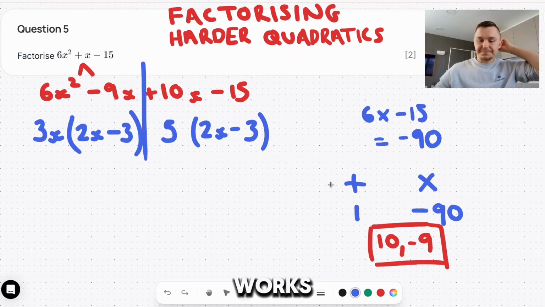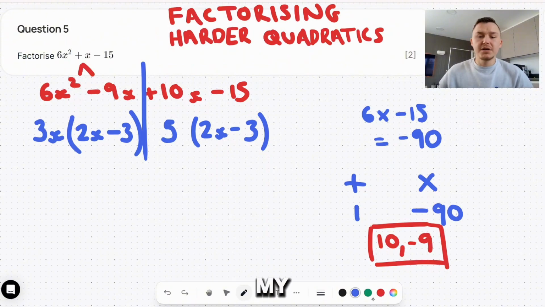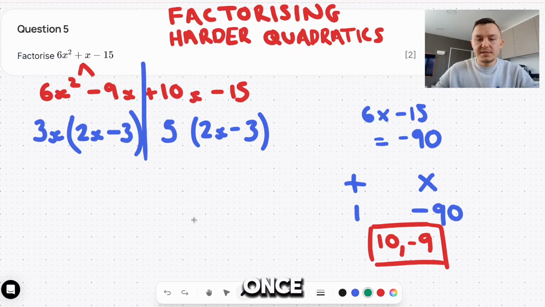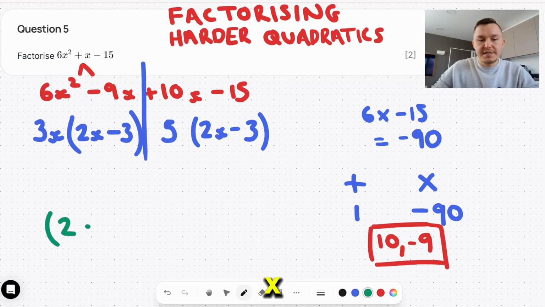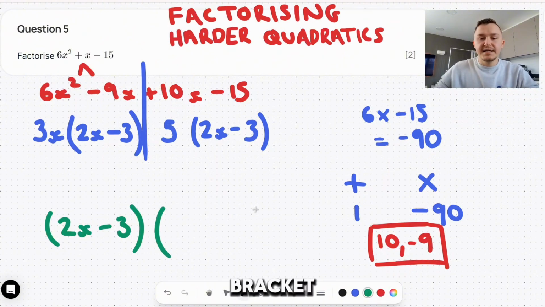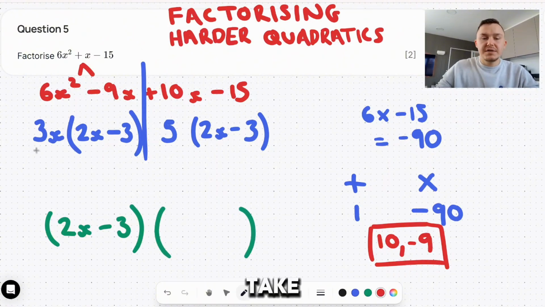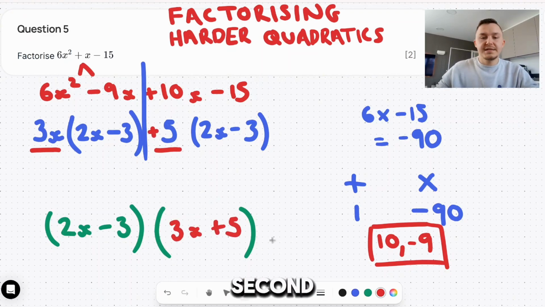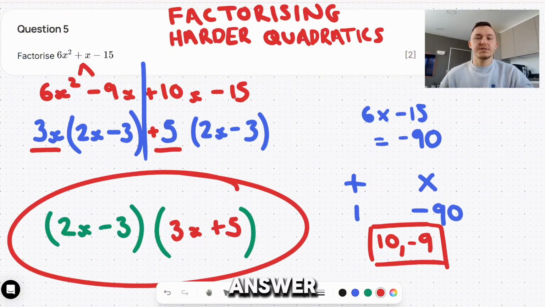So good, that works. And I'm actually very close to my answer here now, because all I have to do now is I take these brackets here. I only write them down once as part of my answer. So 2x minus 3. And then for the second bracket, I just take the bits outside. So 3x, and I've got positive 5 here. So we've got 3x plus 5 would be my second bracket, and this would be my answer to this question.